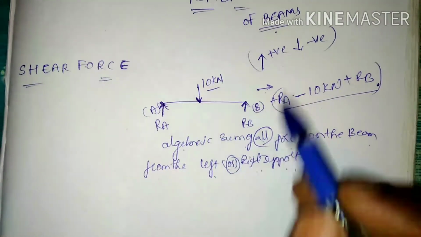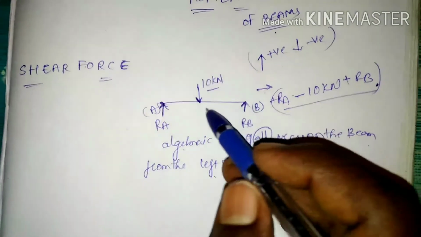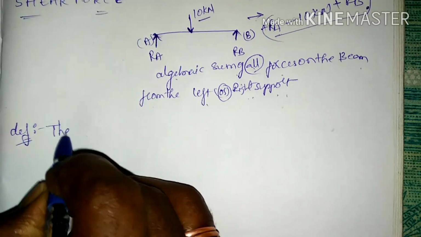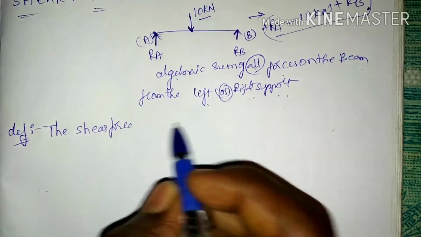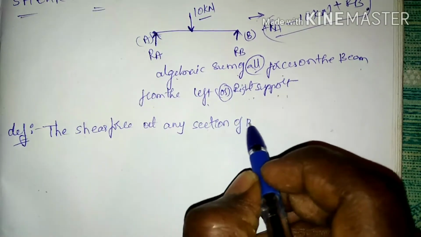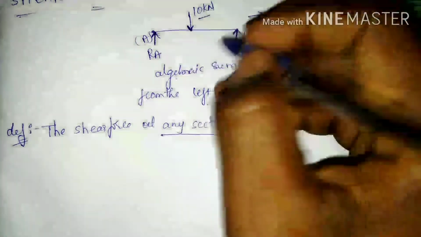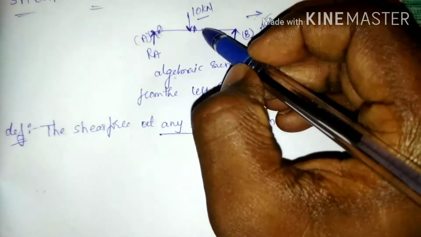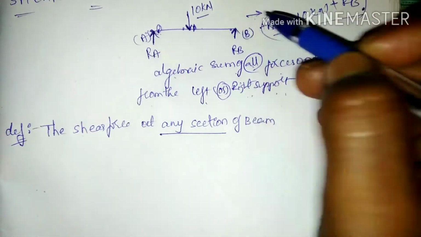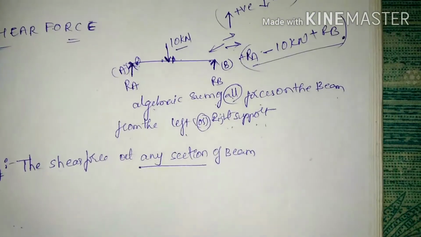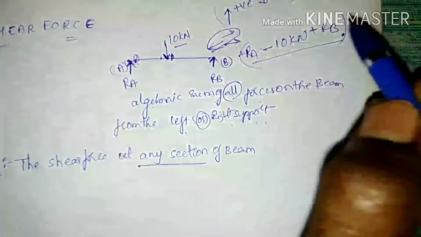There are three steps involved in finding the shear force and bending moment diagrams. Definition: the shear force at any section of the beam, because we are going to consider the shear force at specific sections only. We take the shear force just left of A support and just right of it, just left of the load and just right of it, and similarly at B. For this we can consider from the right side or left side. That should be equal.